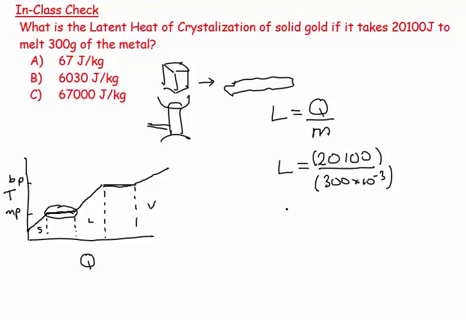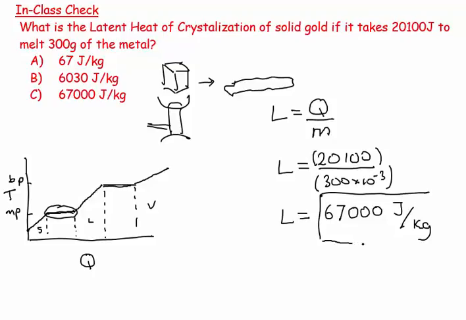So basically we go L is equal to 20,100 over 300 times 10 to the minus 3, and the zeros cancel, so that's going to be 3 goes into 20 6 times, carry 2, 3 goes into 21 7 times, and then we have the 10 to the minus 3 on the bottom, which becomes 10 to the plus 3 on the top. So that would be joules per kilogram, and that would be our latent heat of crystallization. So there we have it.